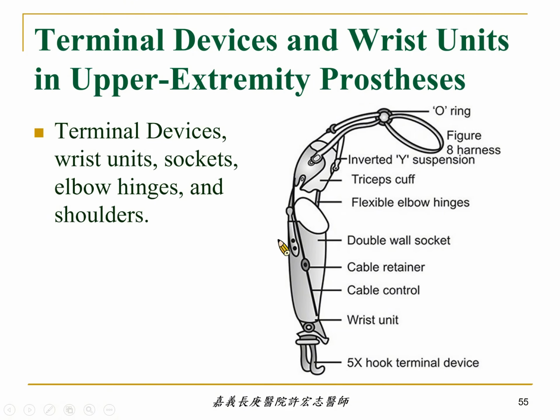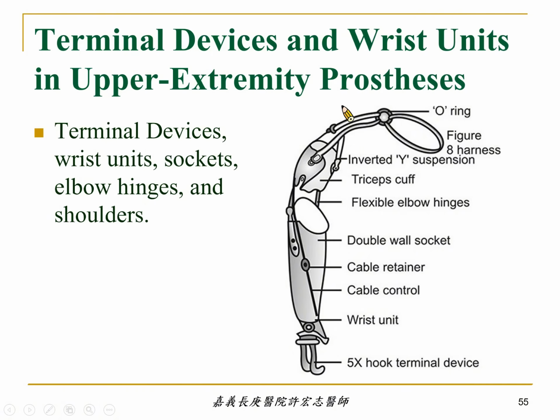This one is the socket. The socket is like a double wall socket, which can fit onto your residual limb, the remnant of your limb. We call that a socket. And for the elbow joint, you can flex and extend the socket. We call that elbow hinges.